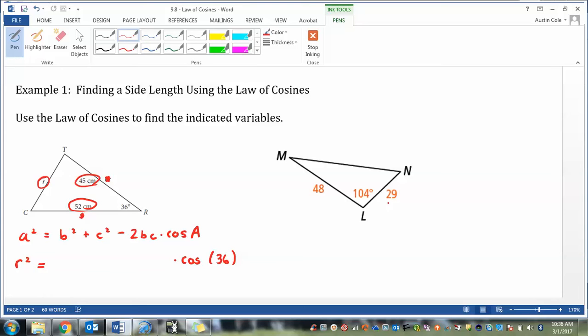Okay, so now I'm going to use 45 and 52 to fill in for B and C. All right, so I'm going to have 45 squared plus 52 squared minus 2 times 45 times 52.